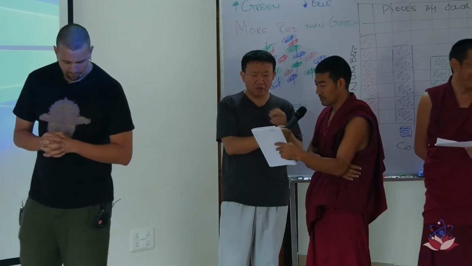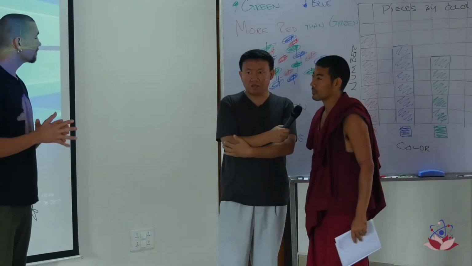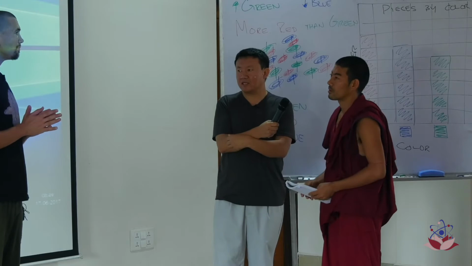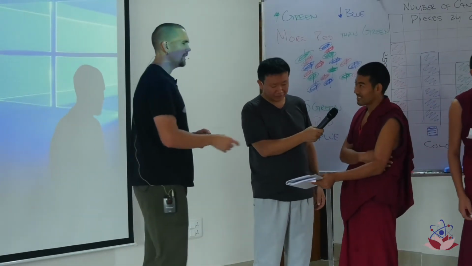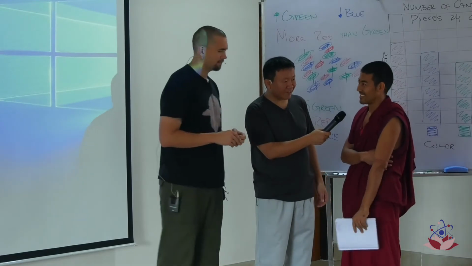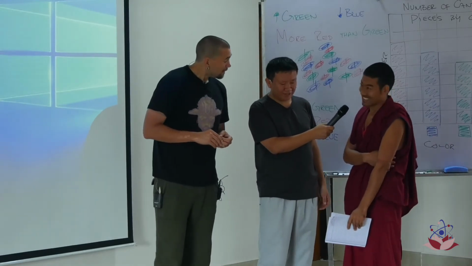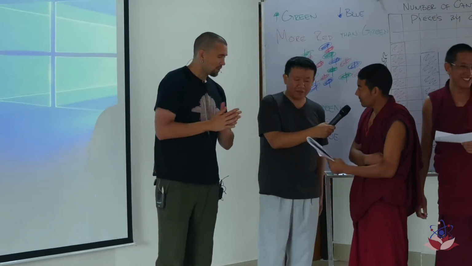So their hypothesis is that pink would be twice as many as green. Be nice, give him his candy back. Pink would be as much as green, so what are our results? Pink is twice as many as green.